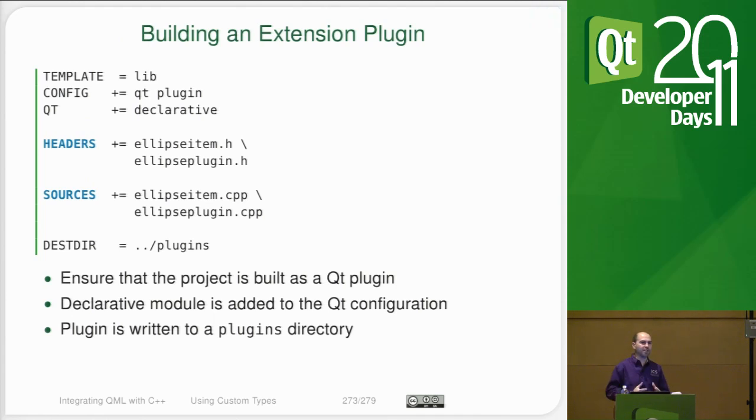So you want to build this as a shared library. You can use something along the lines of this project file. We have a template of library. We need to tell the config variable that we're a Qt plugin. We need to use headers and sources, of course, and possibly a dester to drop our shared object somewhere that's useful.